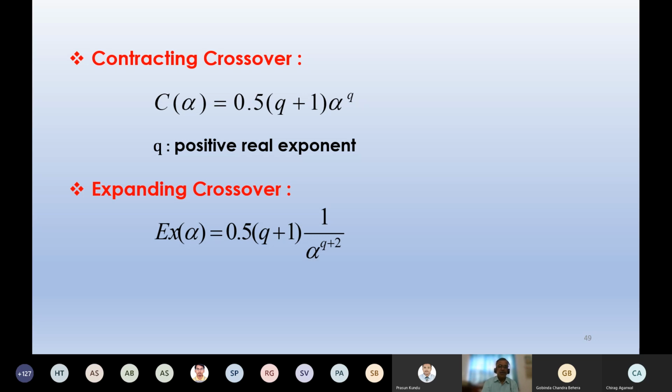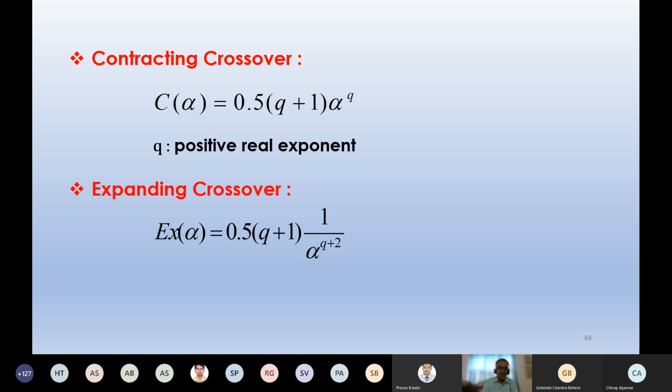Now, if I put q equals to 0, what will happen? This will become 0.5 multiplied by 1. Then alpha raised to the power 0 is once again 1. Okay. So I'll be getting C alpha as a constant value and that is equal to 0.5. So in the contracting zone corresponding to Q equals to 0, I'll be getting one constant value that is 0.5.